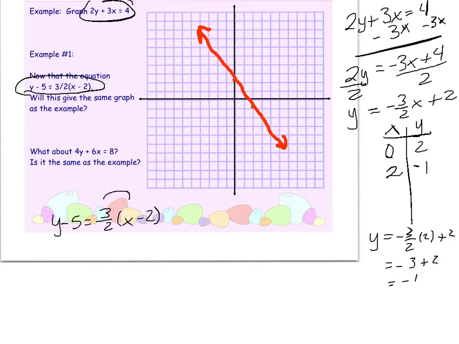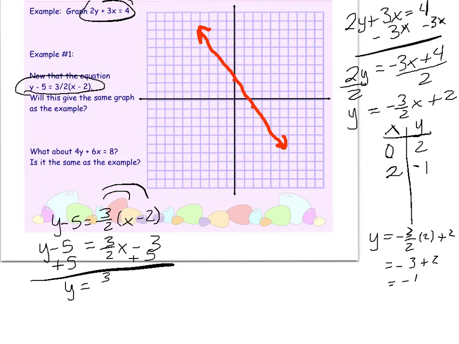So y minus 5 equals 3 halves times x minus 2. Well, I need to distribute my 3 halves, and so I get 3 halves x minus negative 2 times 3 halves is going to be minus 3. And here I've got y minus 5. I'm going to add 5 to both sides, and I get y equals 3 halves x plus 2. Well, lo and behold, these are the exact same equation as we had over here, right?